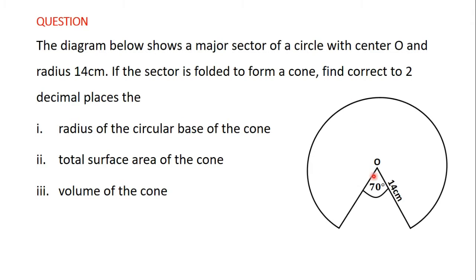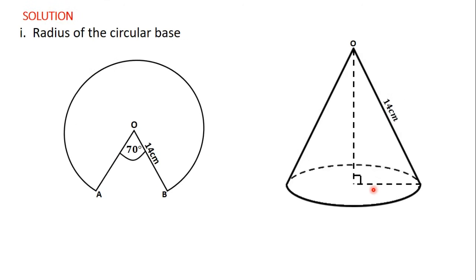So you have been given this sector here with a radius of 14 centimeters. And the major sector was folded into a cone. That means that the minor sector has been cut out of this circle. The angle for the minor sector was 70 degrees. The first part of the question says that we should find the radius of the circular base.